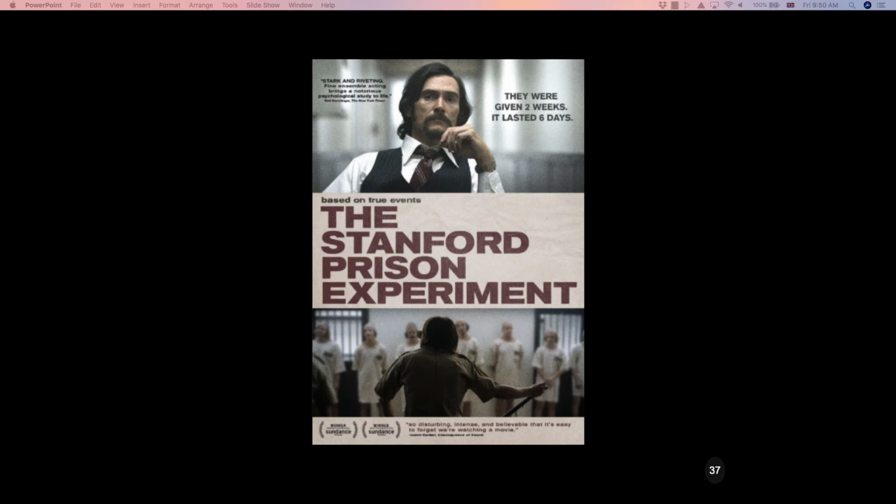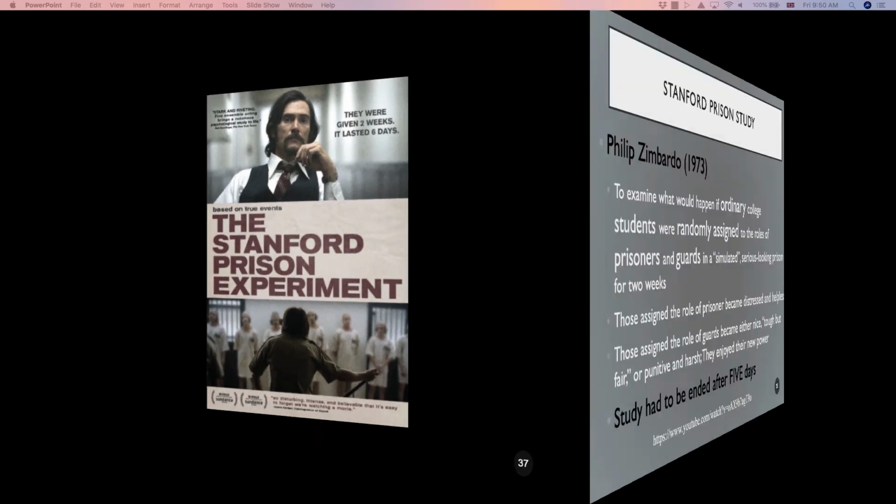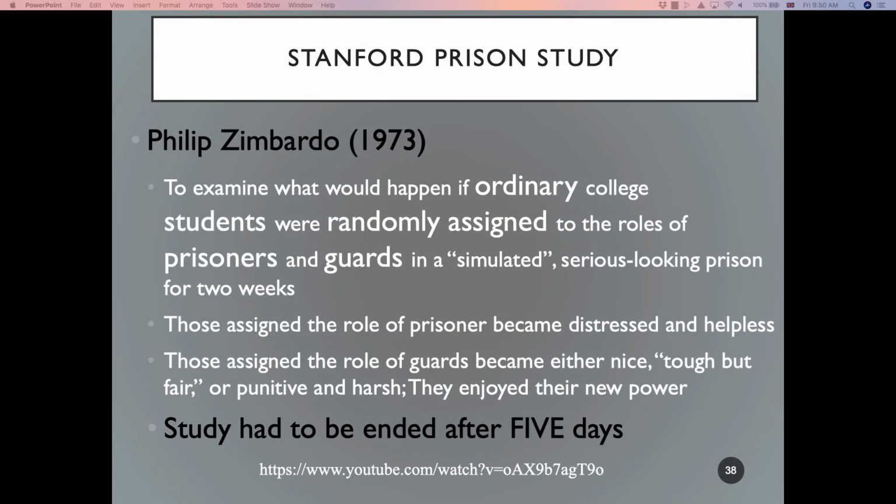So what makes us do things that are above and beyond what we would normally do just because we are following orders? Now, how many of you have seen the Stanford prison experiment movie? This is a movie based on some psychology research. It was done by Philip Zimbardo in 1973. Within Stanford University, they got a group of students who they randomly allocated into being prison guards and prisoners.